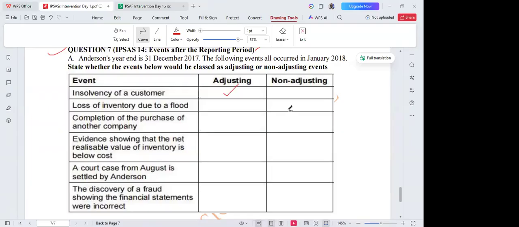It is an adjusting event because the evidence of that inventory existed before the end of the reporting period, and that loss, those inventory may be part of the closing inventory, which we need to go and adjust for the year. Thank you. Okay, that's Collins' submission.